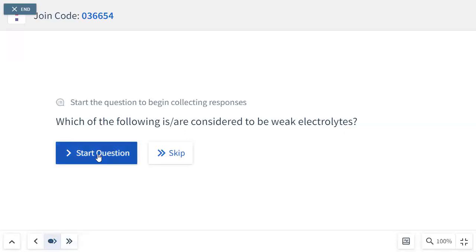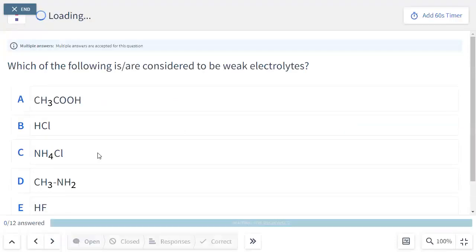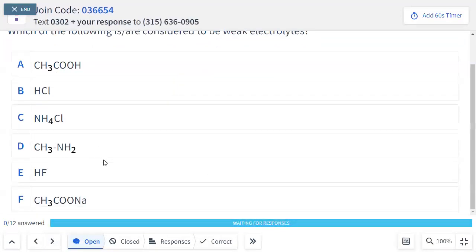So let's take a look at this question here. Having now discussed all of the different kinds of acid and base theory and everything else, let's go through this one together and let's try to identify what is strong and what is weak.